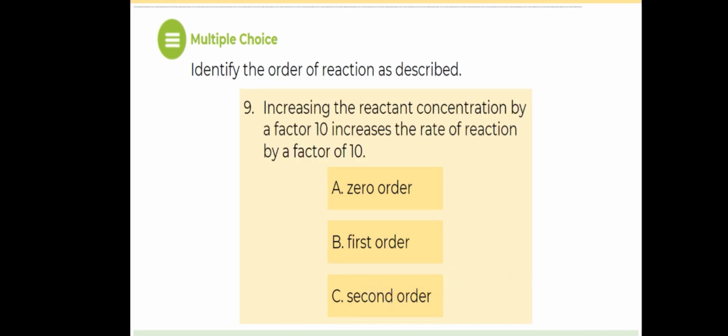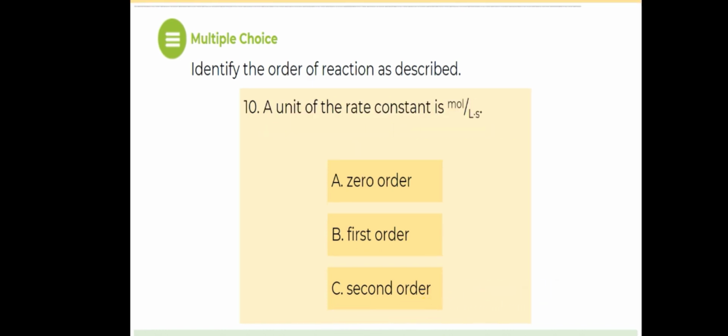Identify the order of reaction as described. Increasing the reactant concentration by a factor of 10 increases the rate of reaction by a factor of 10. Identify the order of reaction as described. A unit of the rate constant is mole per liter second.